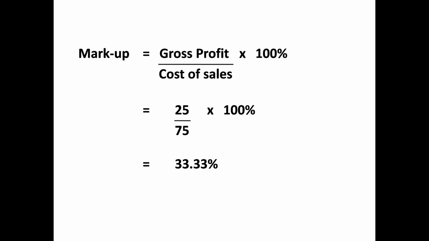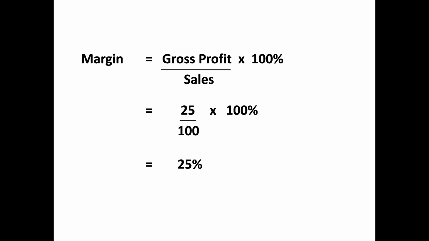The first step is to write down the ratio. Write the ratio: gross profit over cost of sales into 100%. Now substitute figures. Gross profit, it's 25. Cost of sales 75 into 100%. 25 divided by 75 into 100%. Now calculate the final answer. That's 33.33%.